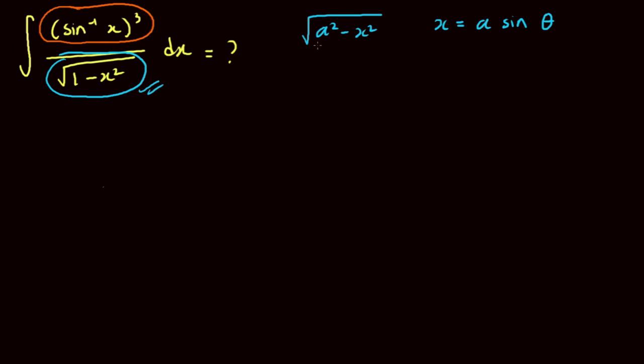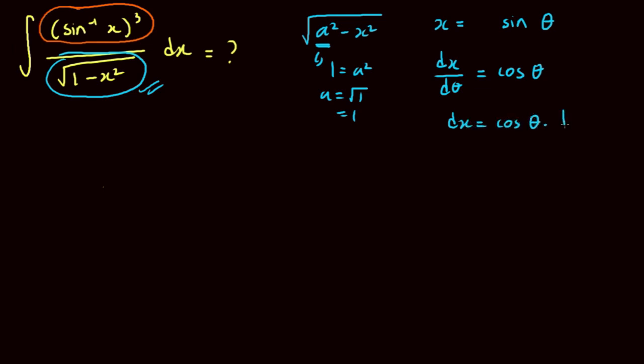So when you have a squared minus x squared, our x would obviously be a sine theta. What is our a? Our a obviously is 1, because we know that a squared is 1, so a is just the square root of 1, which is just 1. So hooray, our x is simply sine theta. So our dx over d theta is just cosine theta. Let me erase this so that you don't get confused. And dx is just cosine theta d theta.